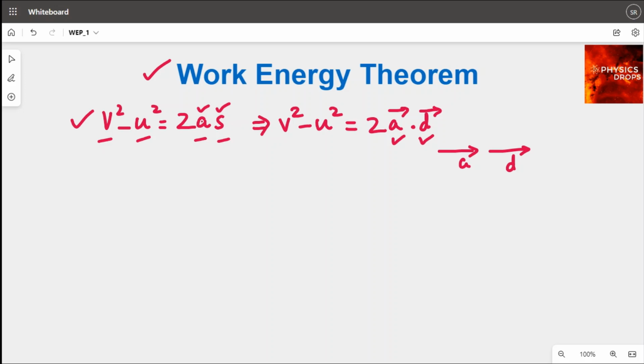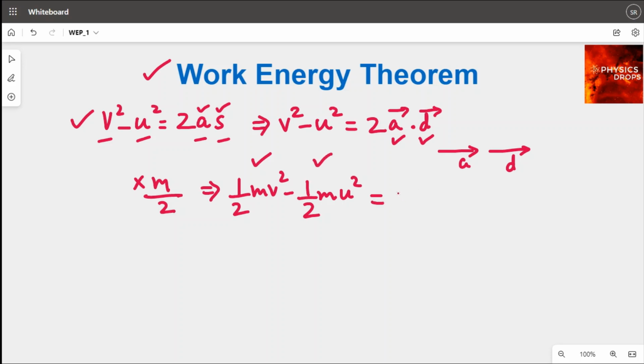So you can represent the product of a and s as the dot product of the A vector and the S, or displacement, vector. Now let's multiply both sides by m by 2. What happens to the left hand side of the equation? It becomes half m v squared minus half m u squared. We know that these two are kinetic energies. So this is the difference between the final kinetic energy and the initial kinetic energy.